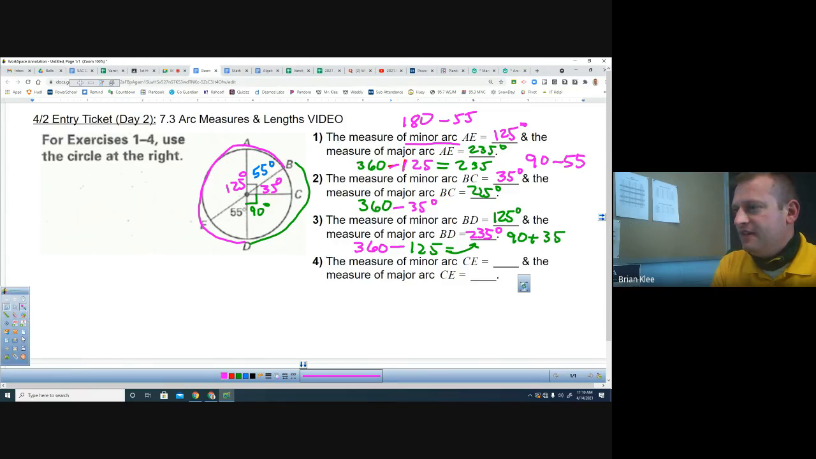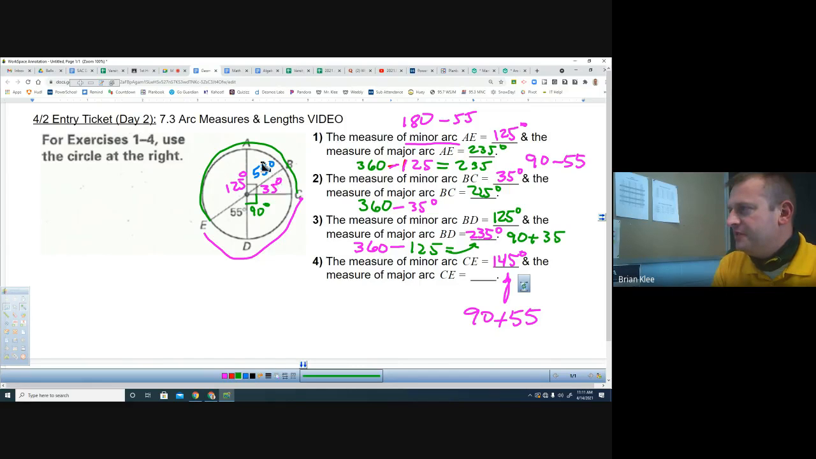And then the last arc that we're finding here is C to E. And in my opinion, C to E, that's fast. Doing a quick addition again, 90 plus 55 ends up being 145 degrees. And now I can, again, go 360 minus, or if you prefer, you can add up those three angle measurements to find the rest. I'll show that method for this one.